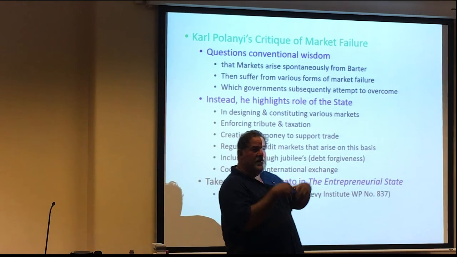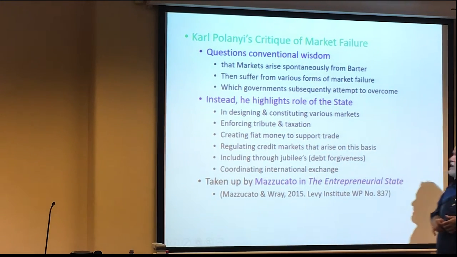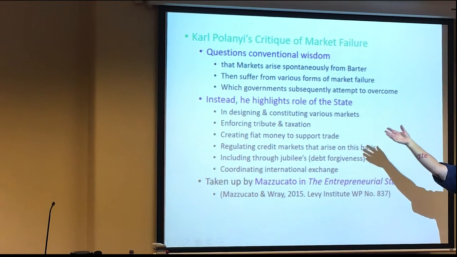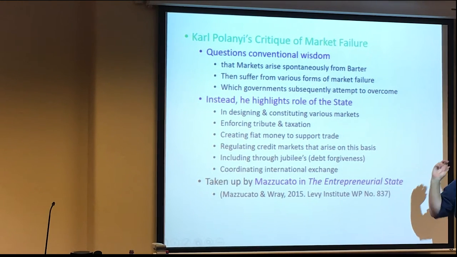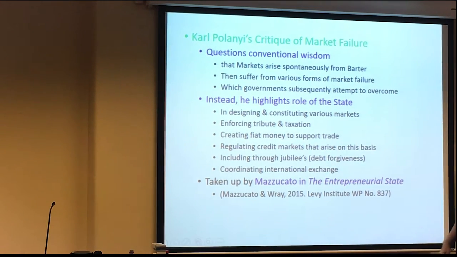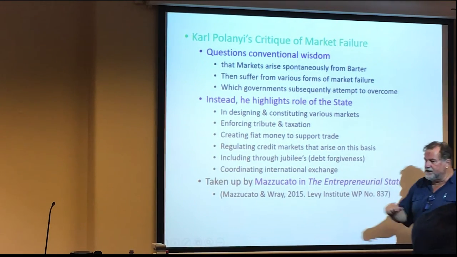I mean, there have been exceptions to that rule. There have been private credit systems that have sprung up autonomously, but in the main they tend to ride on the coattails of existing money forms. In mainstream theory, you tend to think first you have markets, then you have markets failing in different ways, and then governments step in and correct the market failure. But the reality is that governments constitute markets. Polanyi highlights the role of the state in that constitution: how they enforce tribute and tax, how they regulate credit markets, even including things like debt forgiveness procedures, how they coordinate international exchange.